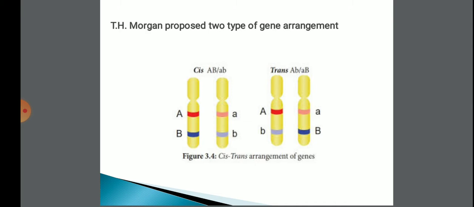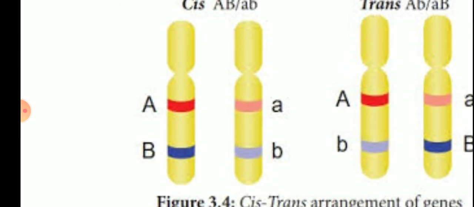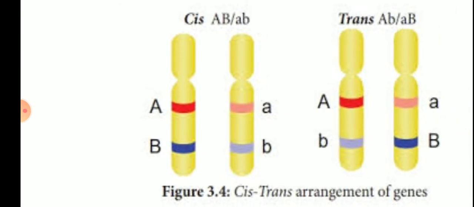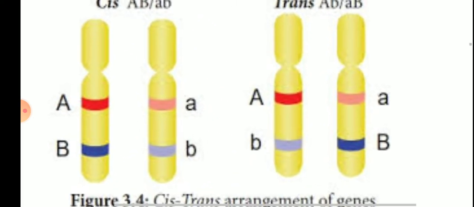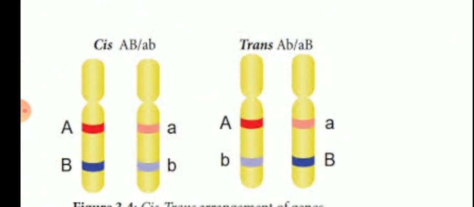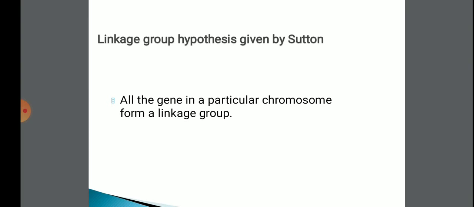Now T.H. Morgan proposed two types of gene arrangement, that is cis arrangement and trans arrangement. In cis arrangement, both normal genes lie on the same homologous chromosome. Here you can see both dominating A and B genes are located on the same homologous chromosome, and on the other homologous chromosome, small a and small b, that means recessive genes, are there. In the trans arrangement, one dominating and one recessive gene are on the homologous chromosome. So he proposed two types of gene arrangement.